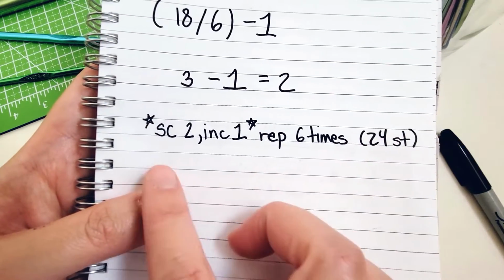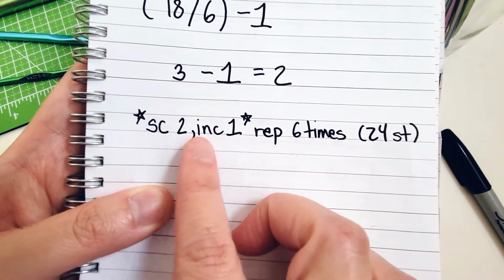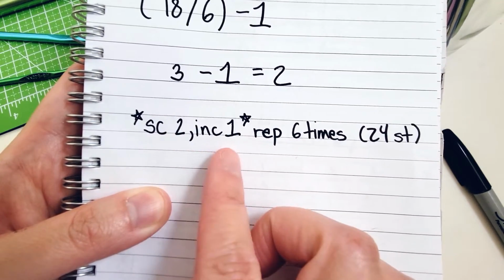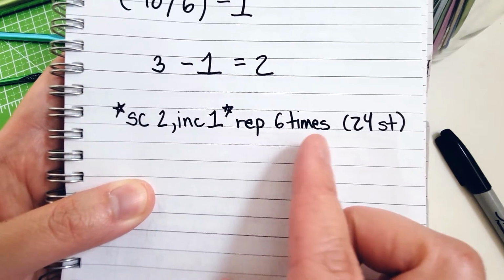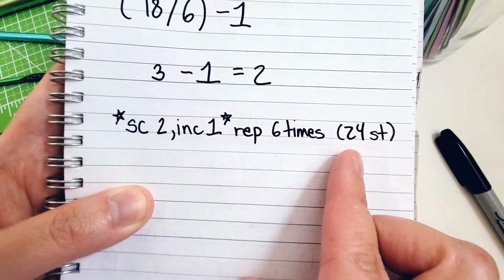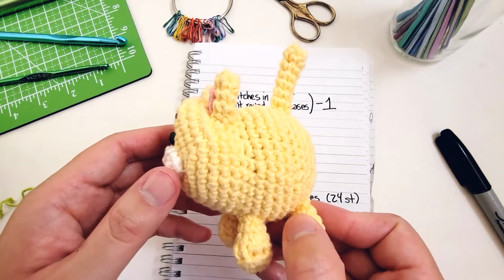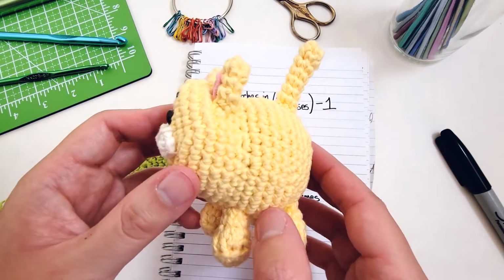And then written out, this would read as single crochet 2, then increase 1, repeat this set 6 times, and I'll have a total of 24 stitches at the end. And that's how you can quickly calculate your increases for any pattern.